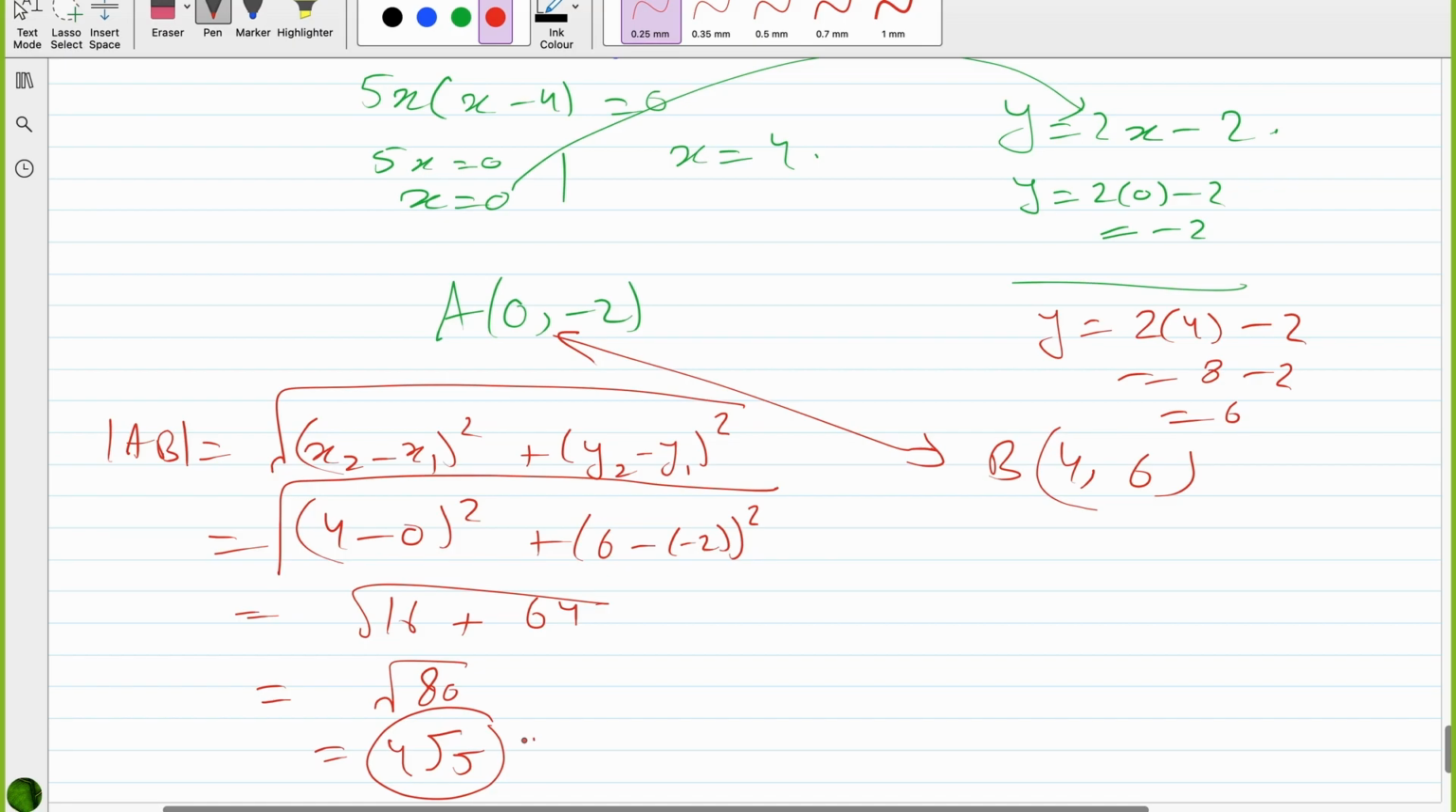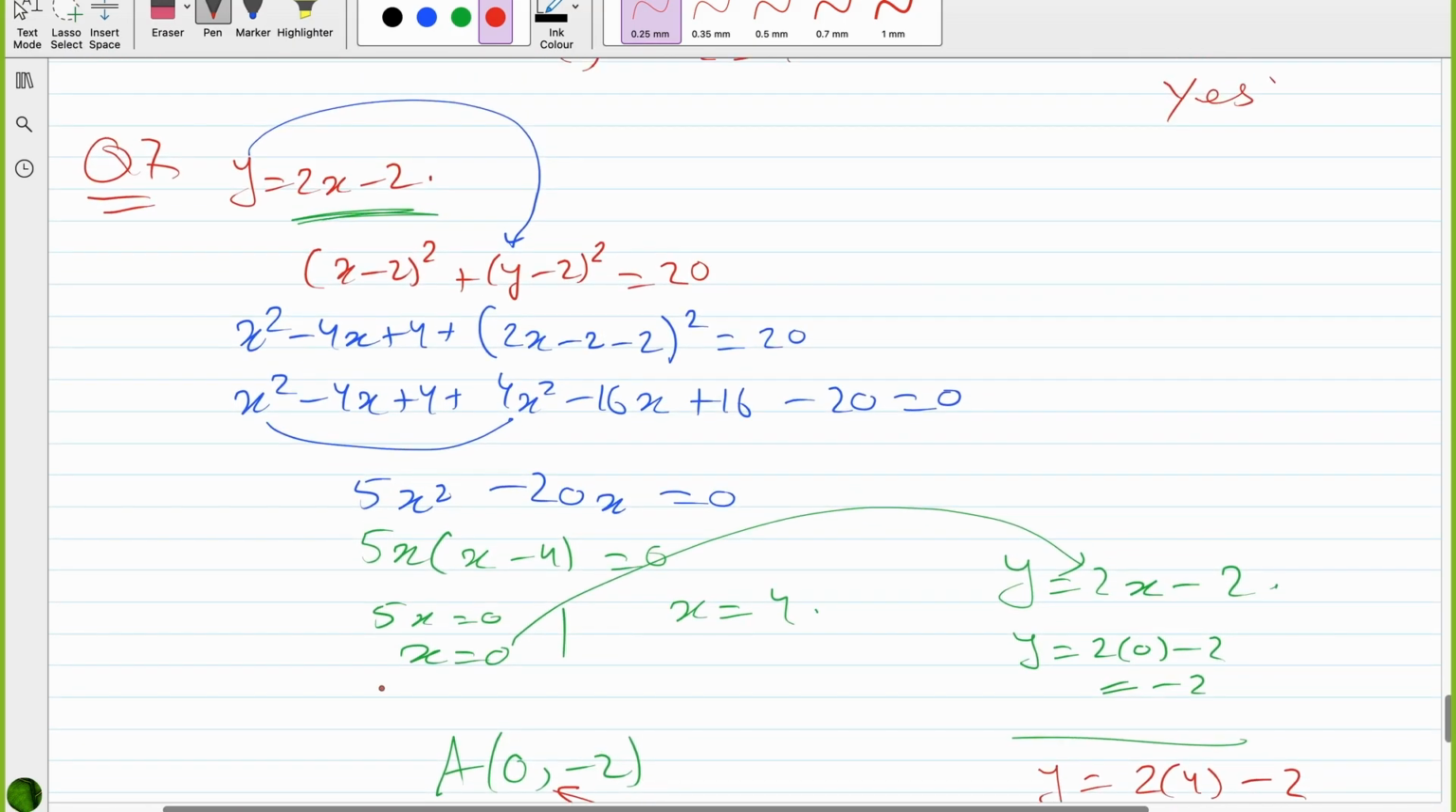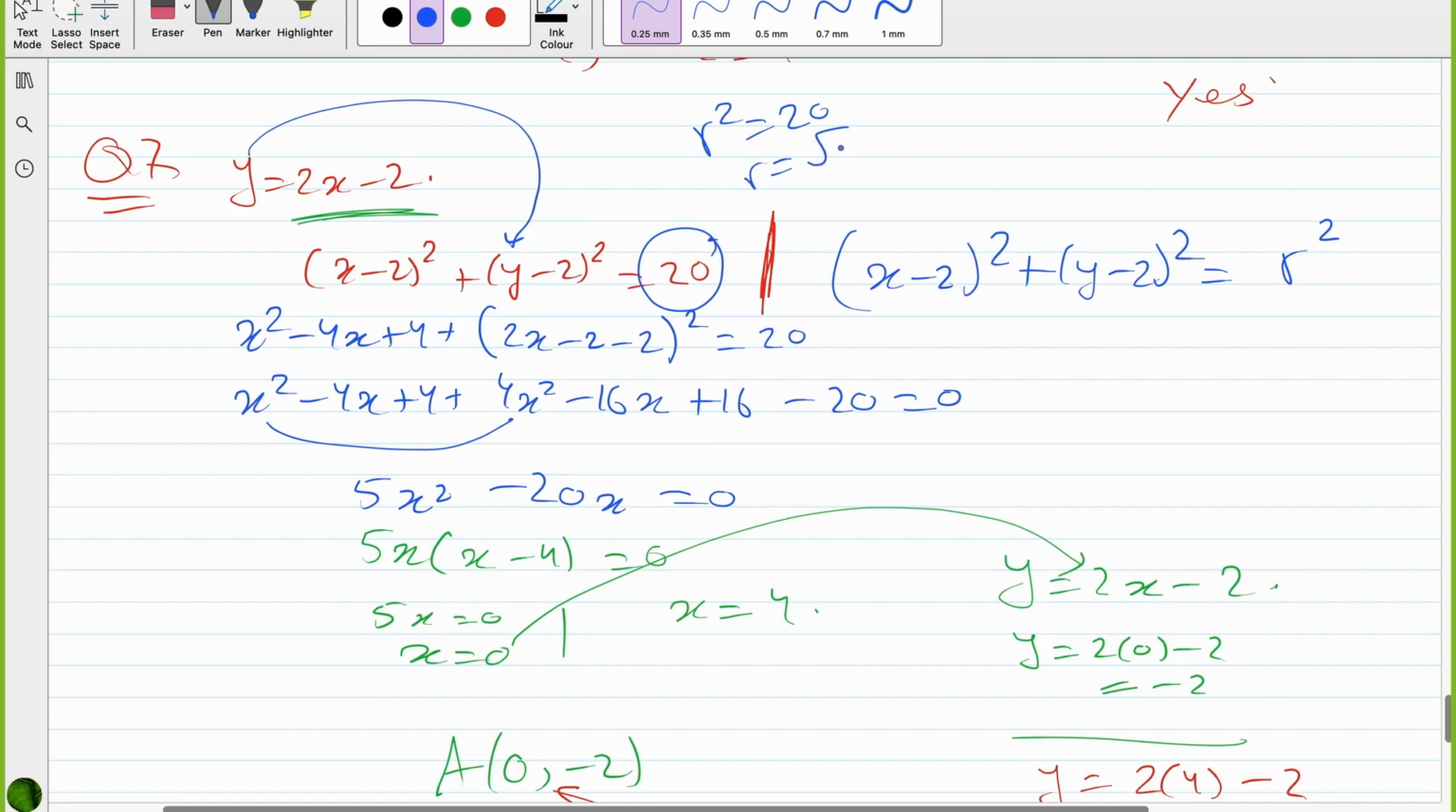We have 4 square root 5, and let's see what the radius is. If we write this in general form, this is (x minus 2) whole squared plus (y minus 2) whole squared equal to, it has to be r squared. So converting it into r squared, if I say r squared is equal to 20, so r must be equal to square root 20. So I can write this as square root 20 squared. I know that the radius is square root 20.